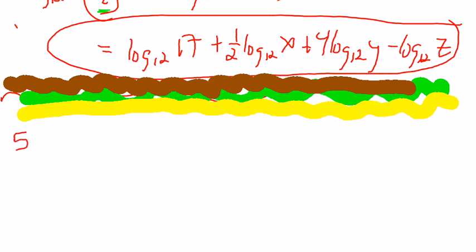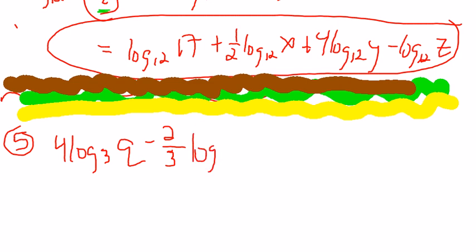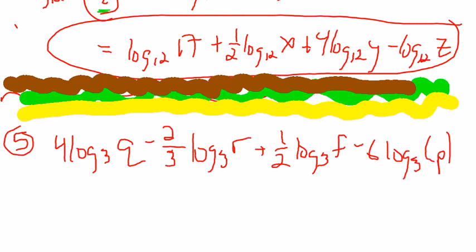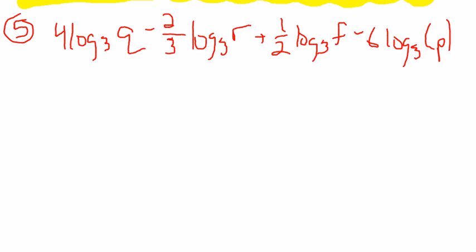Number 5. It's doing the opposite. You start with 4 log base 3 of q minus 2/3 log base 3 of r plus 1/2 log base 3 of f minus 6 log base 3 of p. Don't ask me why I chose those letters.